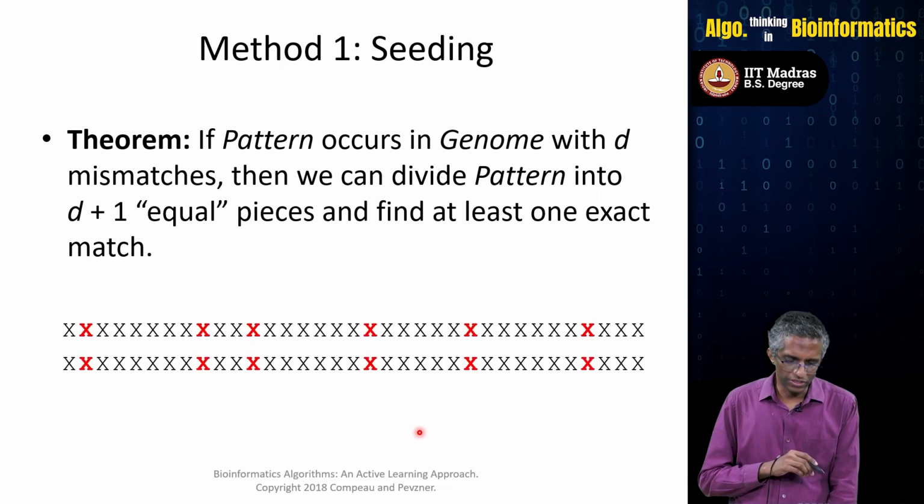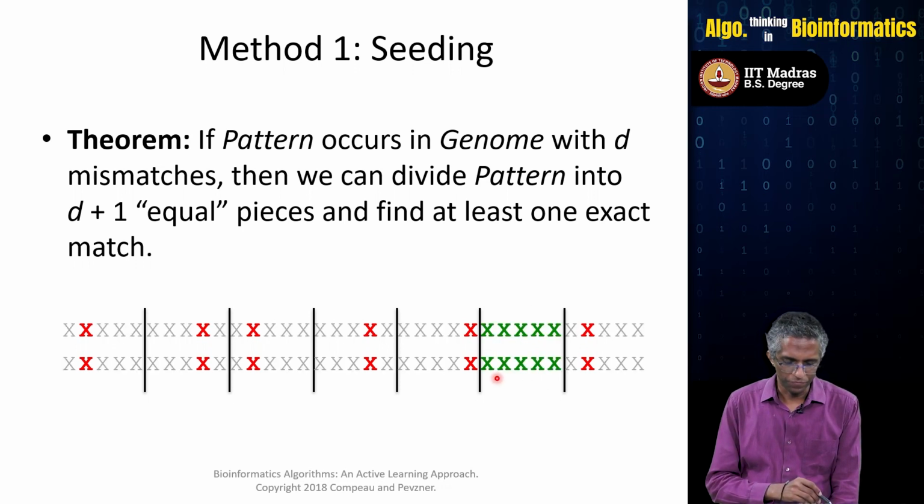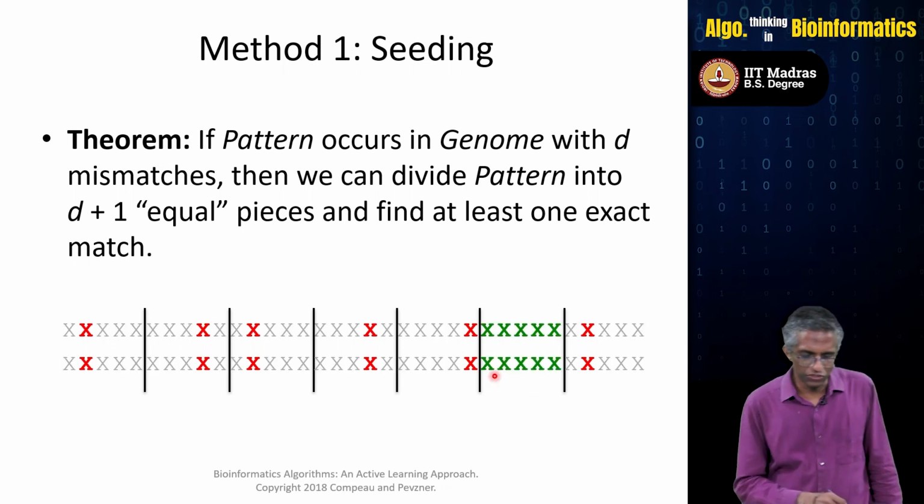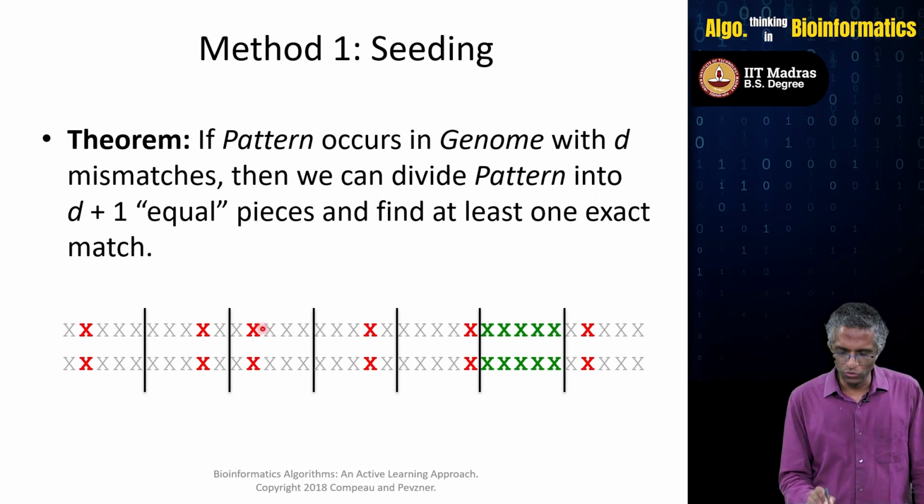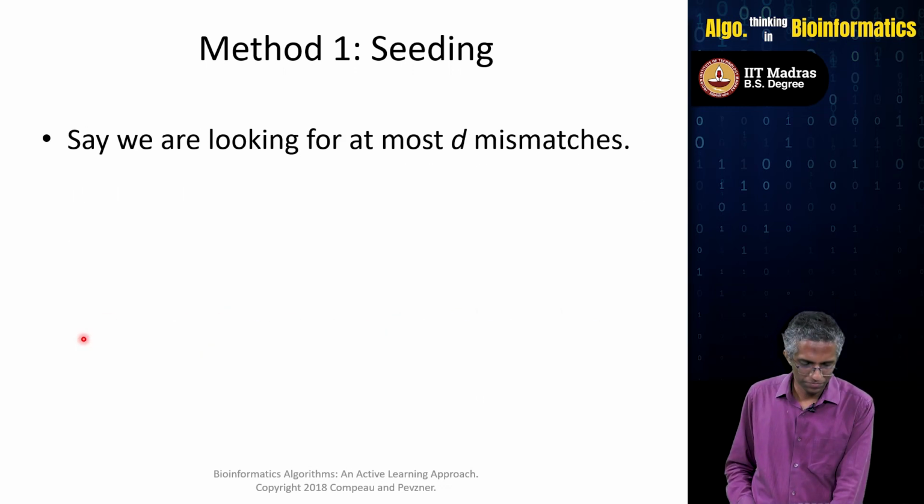So this is what it looks like. You can see here that this is one part where there is an exact match. Here the red X's are 1, 2, 3, 4, 5, 6, so we are splitting it into 7 equal pieces.